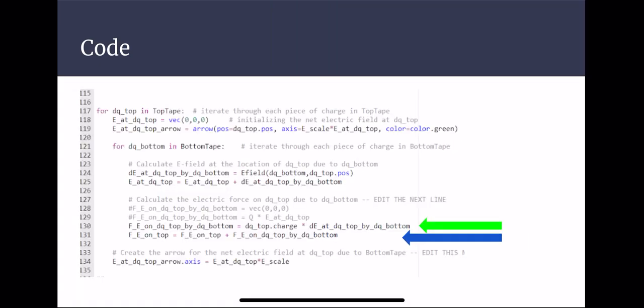Next, this function here iterates through each small piece of the bottom tape for each small piece of the top tape. So essentially, we're breaking the top tape into small pieces and treating the bottom tape kind of like a charged rod acting on each of these small pieces. We're gathering the electric force acting on each of the small pieces of top tape by the rod, as shown by the green arrow, and then summing each of these to get the total electric force acting on the entire top tape, labeled by the blue arrow.